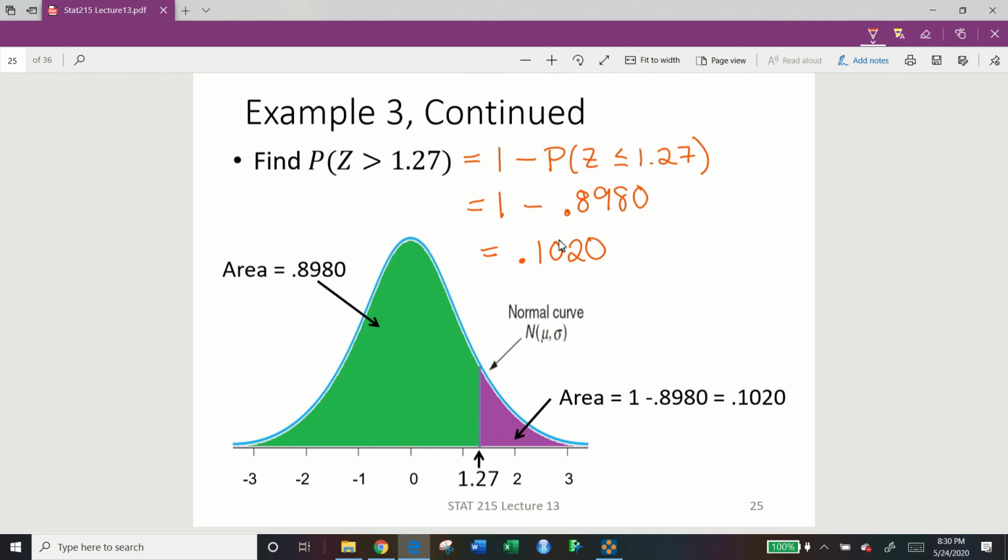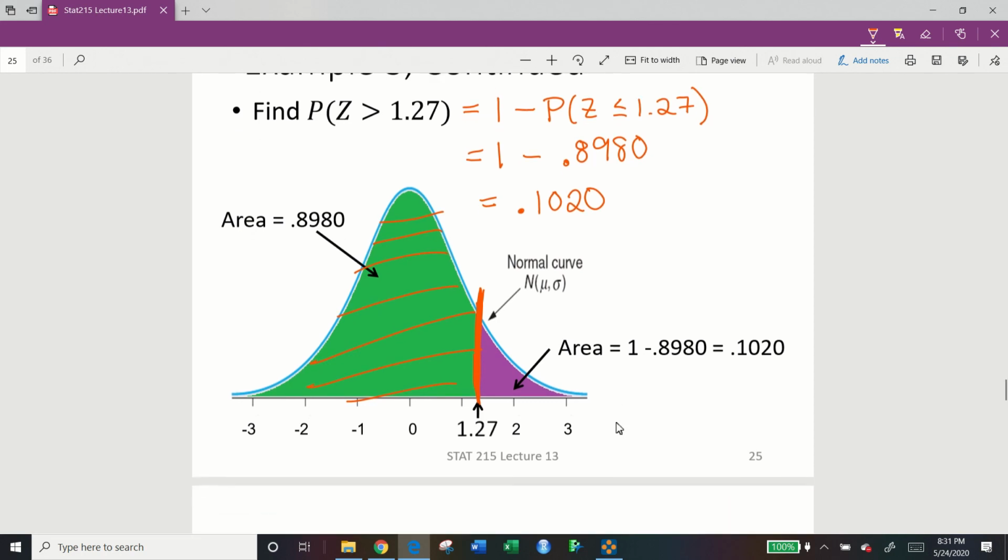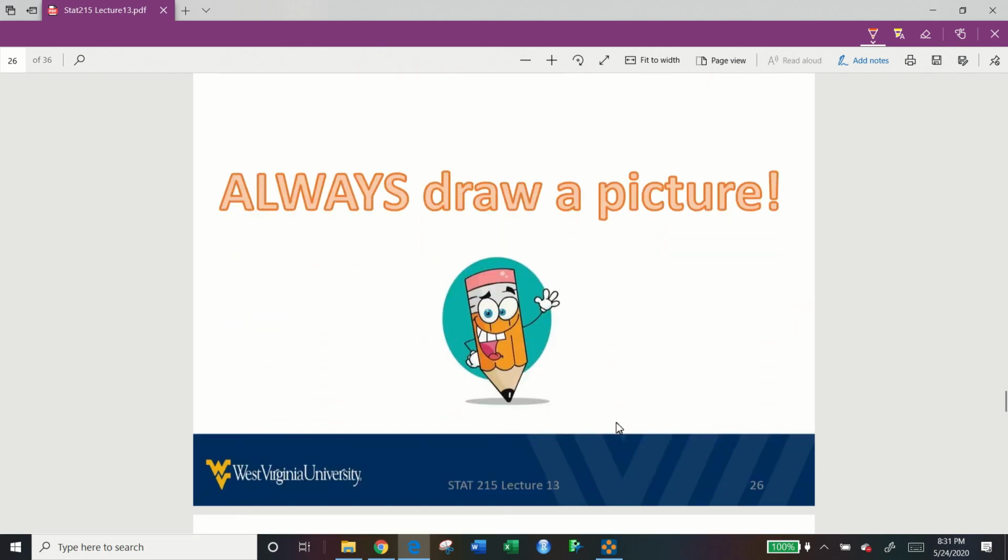And to show this visually, we have our standard normal distribution. We have our point of 1.27. Areas to the left of the curve is what's given in our z-table. So if we want to know what's to the right, we need to subtract from 1. And I've said it before, I'm going to say it again. When you're working with these types of problems, always draw the picture. It is so helpful and it will help prevent so many mistakes.